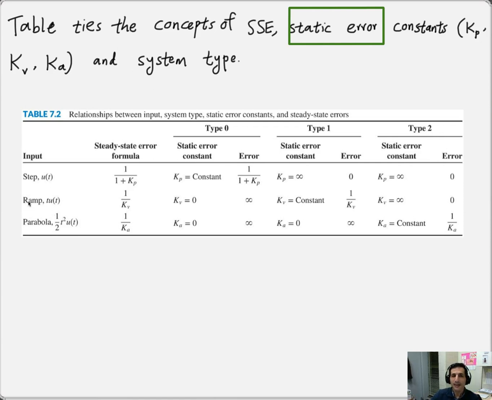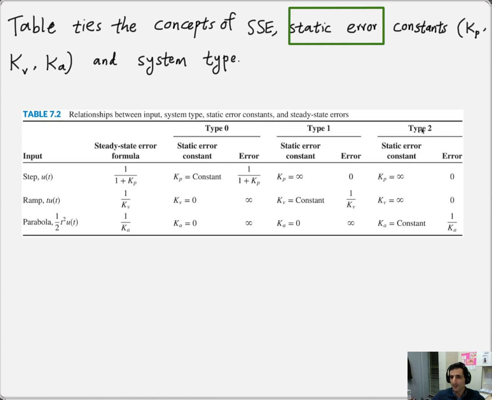But now if you have a ramp input, the equation to calculate the steady state error would be 1 over Kv. If your system is type 0, then your Kv is going to be equal to 0. Kv is the velocity constant, and therefore your error goes to infinity. But if your system is type 1, meaning that you have a single integrator in the denominator, the value of Kv is going to be constant, and the error is just going to be the inverse of this Kv.